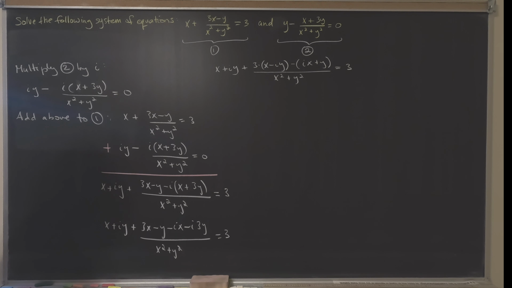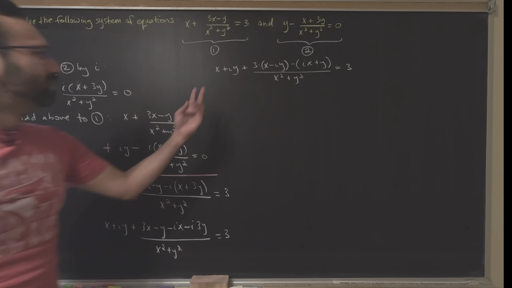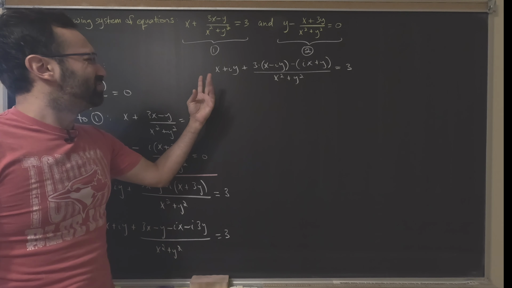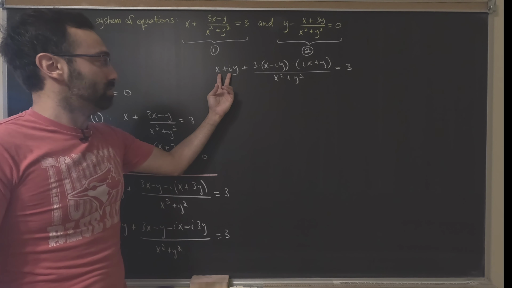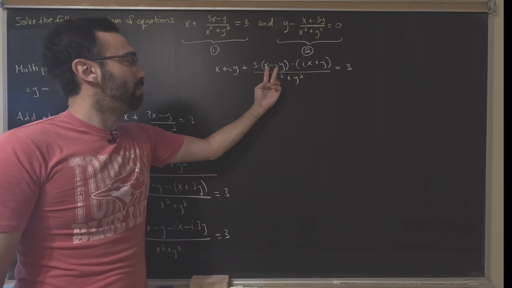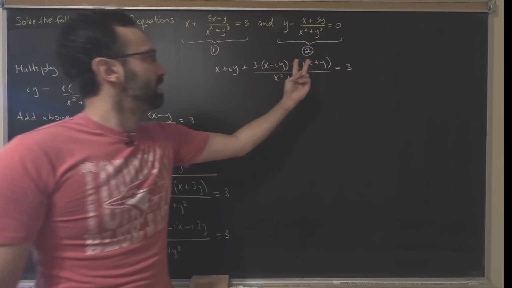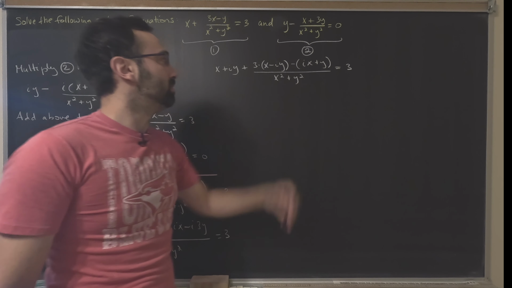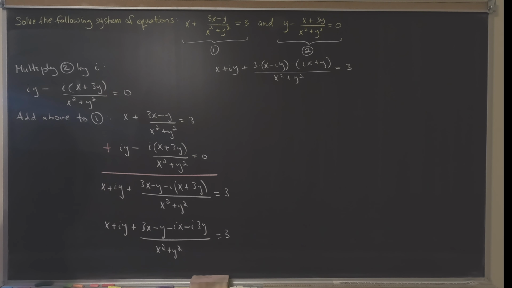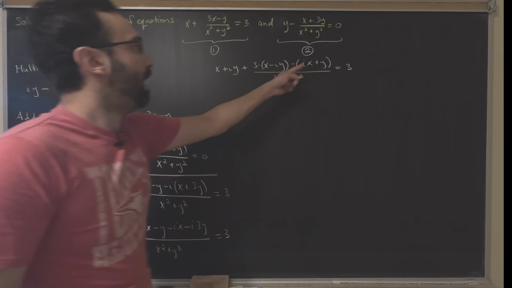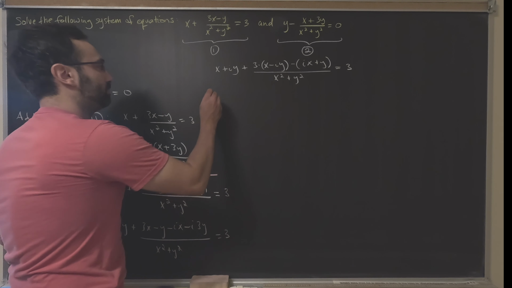But now we see a little bit of repetitiveness of the terms, or at least some sort of symmetry. Here we have x plus iy, here we have x minus iy. Wouldn't it be nice if we could turn this term into something similar? Well, if we factor out an i, we get the following.